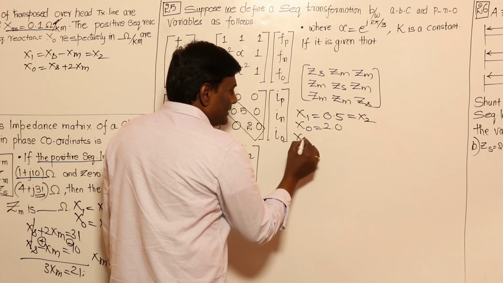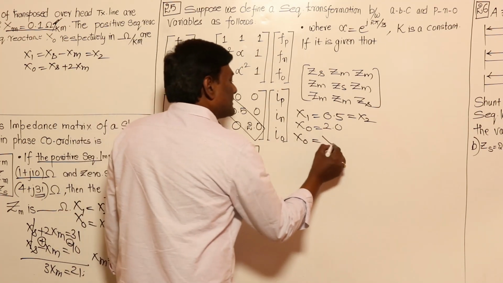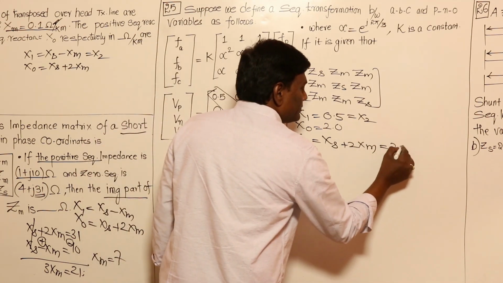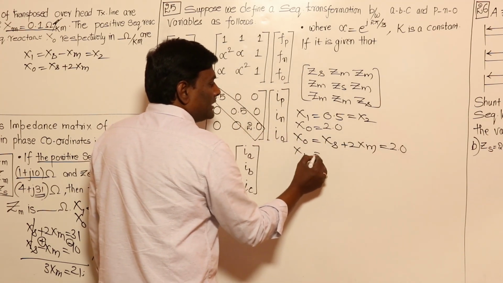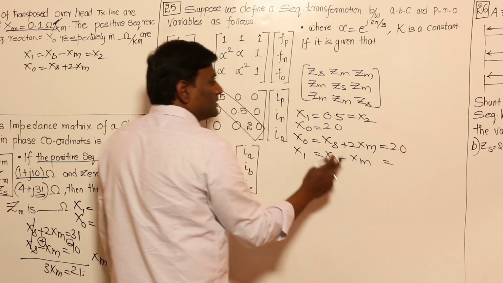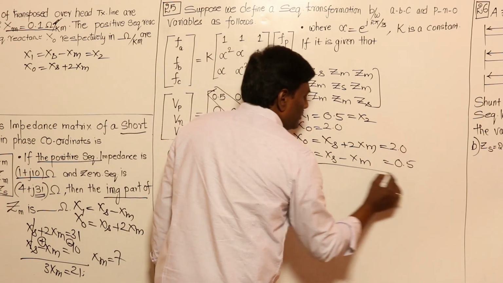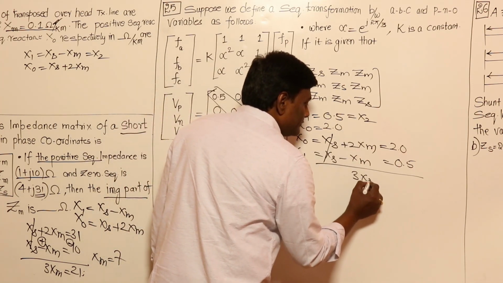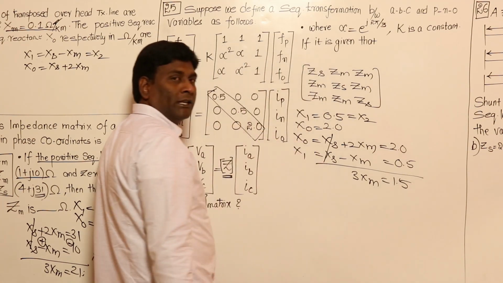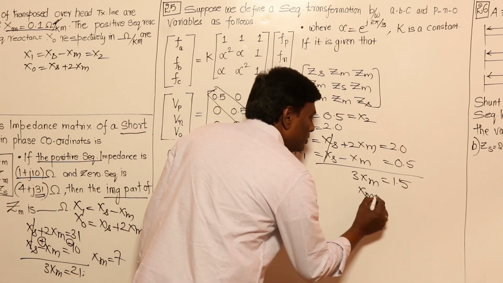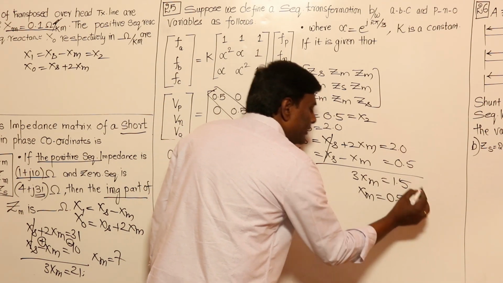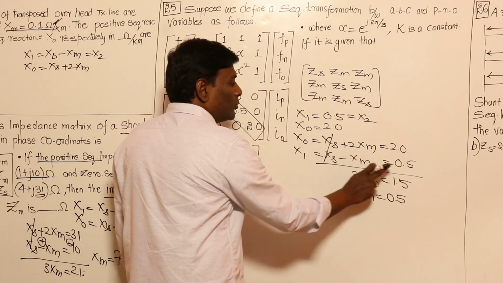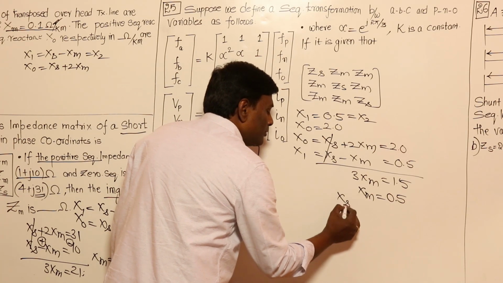So what is X0 here? X0, the zero sequence, is nothing but XS plus 2XM, which is 2. Now X1 here, XS minus XM, is 0.5. Now negate this, this will get cancelled, minus of minus will be plus. So 3XM equal to 2 minus 0.5, which is 1.5. So how much is XM? 1.5 by 3 is going to be 0.5. So if XM is 0.5, how much will be XS? XS equal to 0.5 plus XM, so XS value is going to be 1.